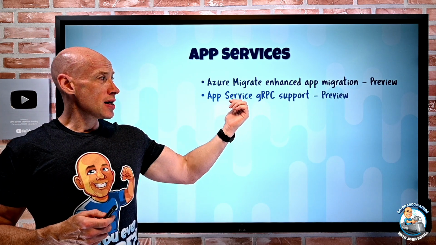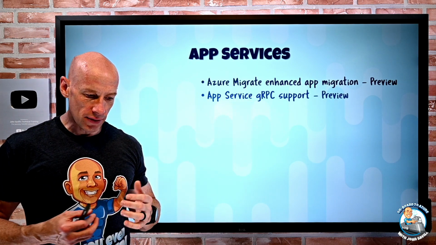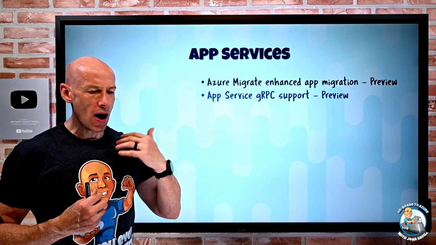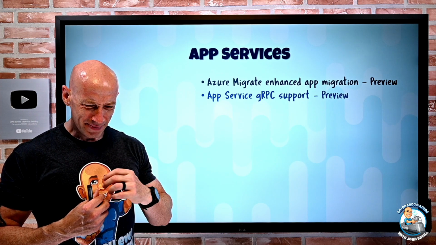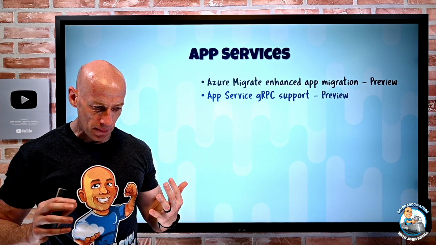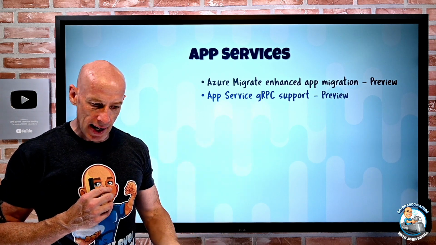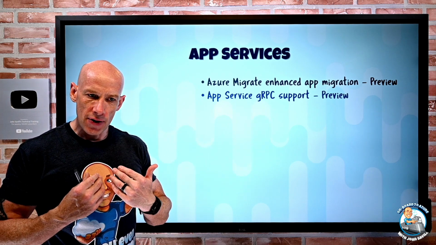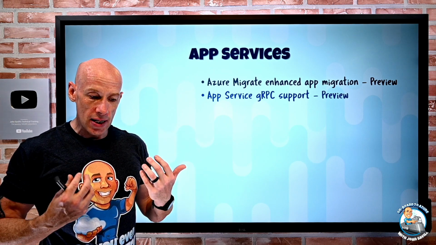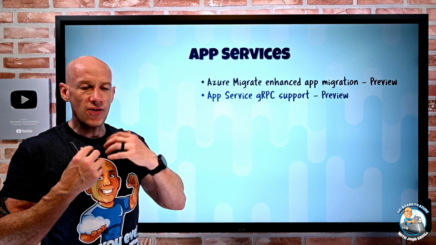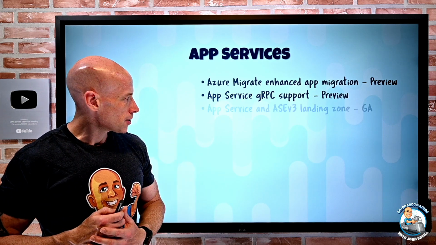App Service gRPC support. So the whole point of gRPC is it's this language agnostic, very high performance remote procedure call. And you can pretty much run it in any environment. So now I can use .NET, with other languages coming down the line, in Azure App Service to author a gRPC server. So I can have that RPC over HTTP/2 with very low latency, very high performance.